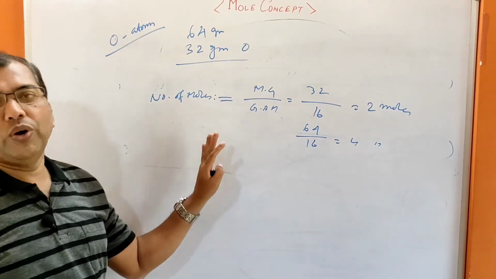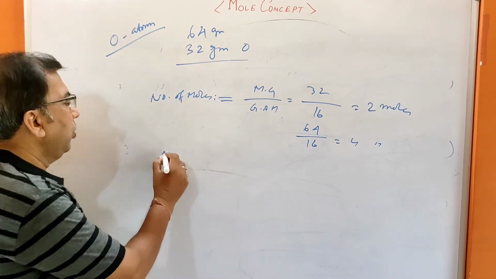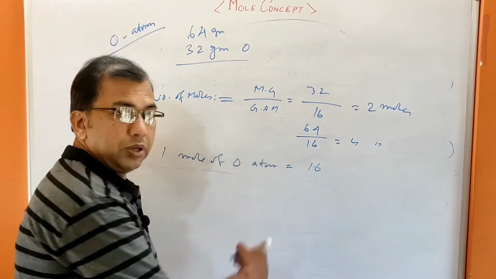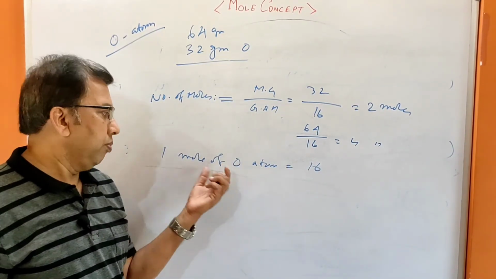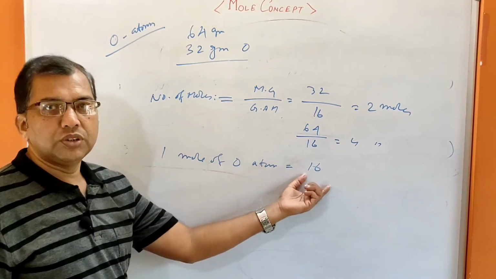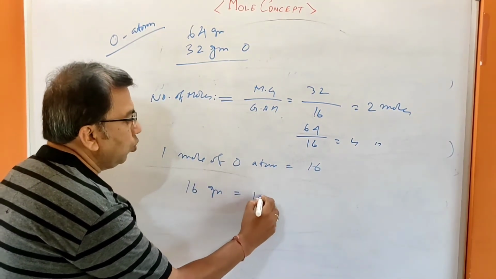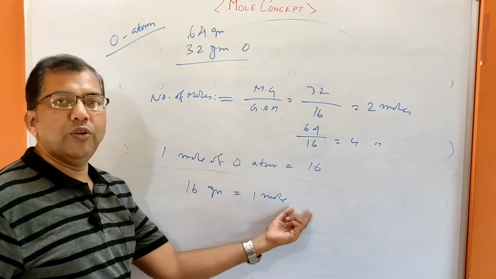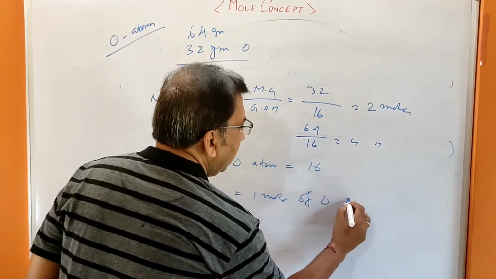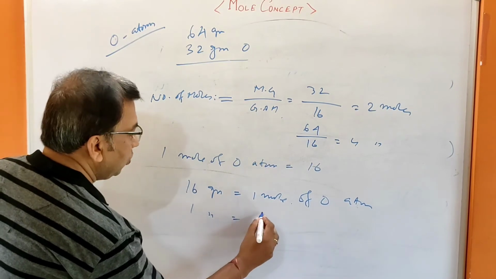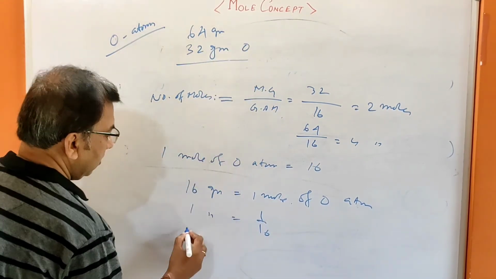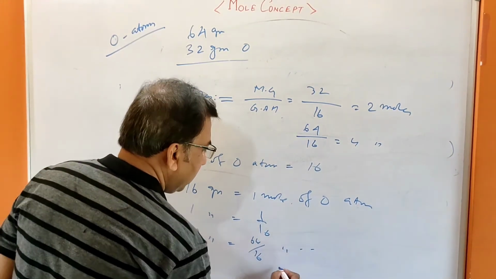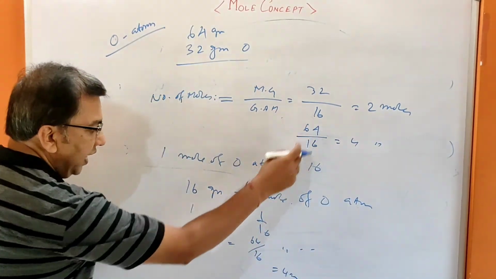इधर यू कैन राइट, 1 मोल ऑफ ऑक्सीजन एटम इक्वल्स टू कितना? मास 16 ग्राम है. तो मास ऑफ 1 मोल ऑफ ऑक्सीजन एटम 16 ग्राम. तो 16 ग्राम इक्वल्स टू 1 मोल. क्लियर? 16 gram equals 1 mole of oxygen atom. 1 gram equals 1 by 16. कितना given है? 64 gram equals 64 by 16 mole of oxygen atom equals 4 mole. हो गया? ये हो गया.